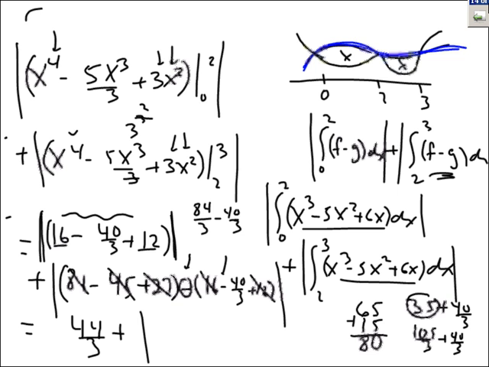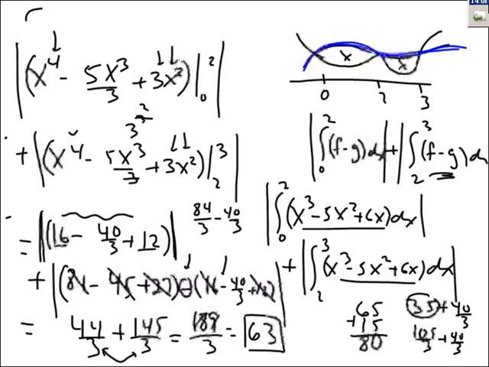Since it's positive, I don't need the absolute value bars. 145 thirds. I was about to try to divide this by 3, but I won't because the denominators are common. When you add these two numerators, you get 189. And 3 goes into 189 63 times. The final answer is 63. And I never drew the curves.